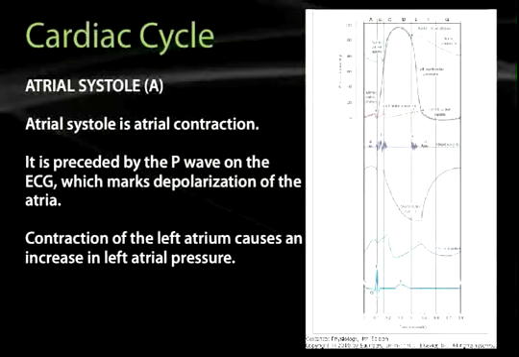The first phase of the cardiac cycle in this diagram is atrial systole. Atrial systole is contraction of the atrium. Physically contraction, meaning the muscles are contracting in the atrium.